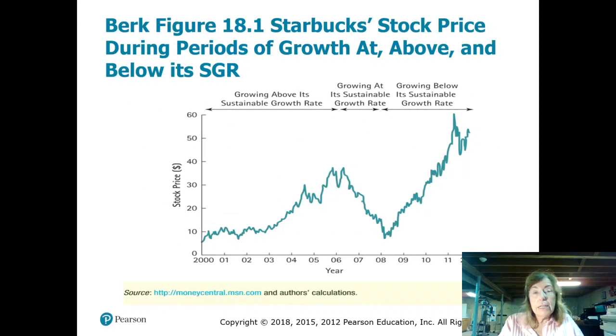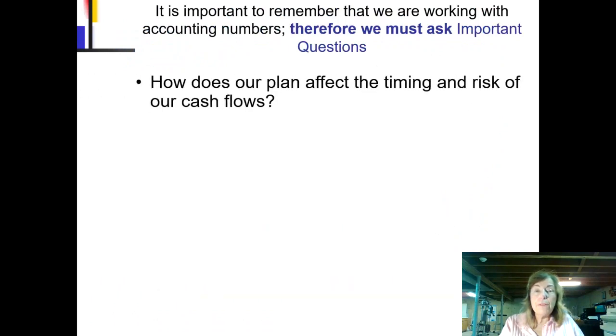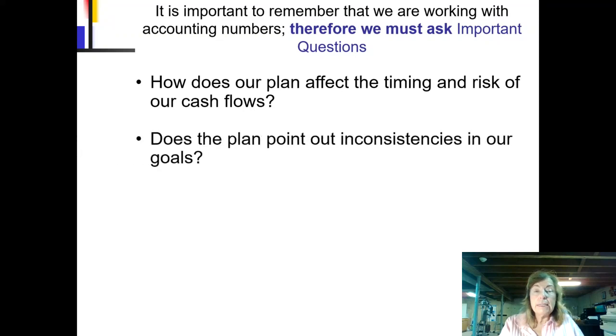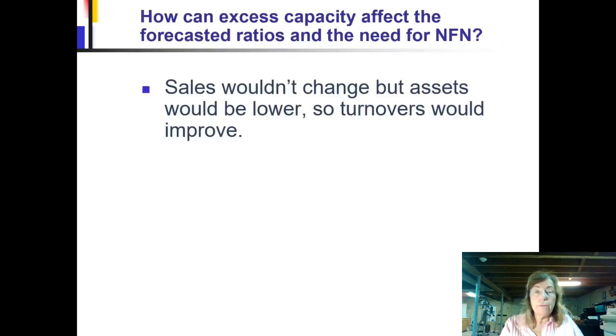So this is just giving you an idea of how Starbucks has done, and it has grown at times above and below its sustainable growth rate. We remember also we're working with accounting numbers. We must ask some important questions. How does our plan affect the timing and risk of our cash flows? Does the plan point out inconsistencies in our goals? If we follow this plan, very important, will we maximize our shareholders' or owners' wealth?